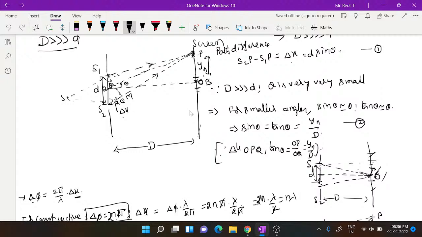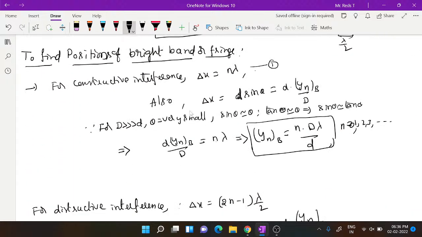This we have substituted here. So if you keep it in equation 1, in place of sin theta, we bring tan theta, that is yn by D. Here the subscript we have taken is b, that is not multiplied by b, don't confuse this. I have taken d into sin theta as d into yn by capital D. For constructive interference, we are considering this as the distance of the bright fringe, so suffix b means for bright fringe.